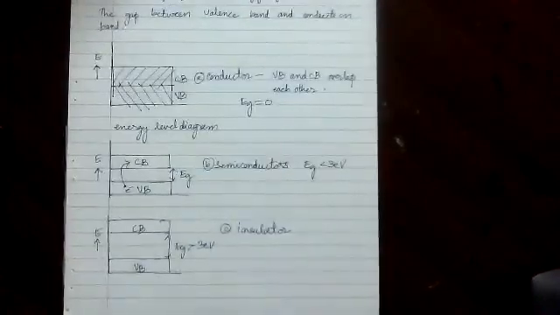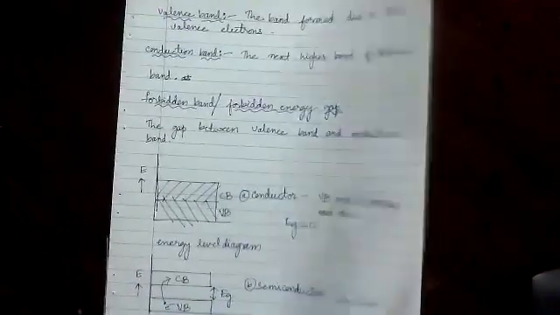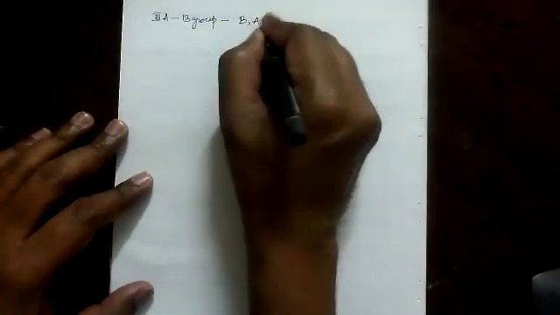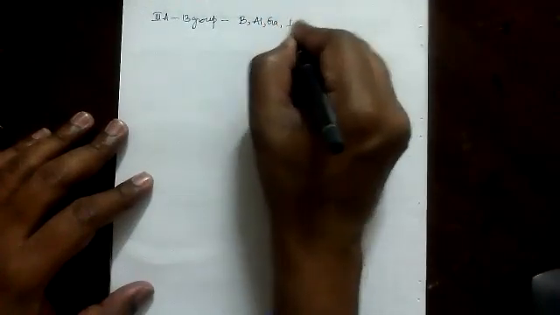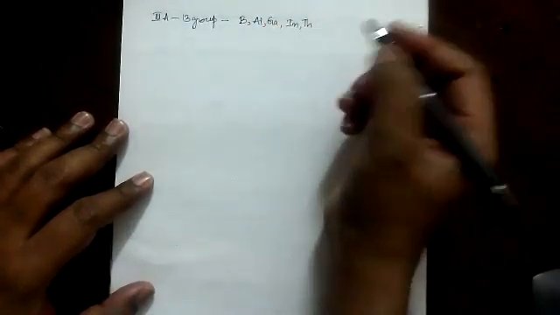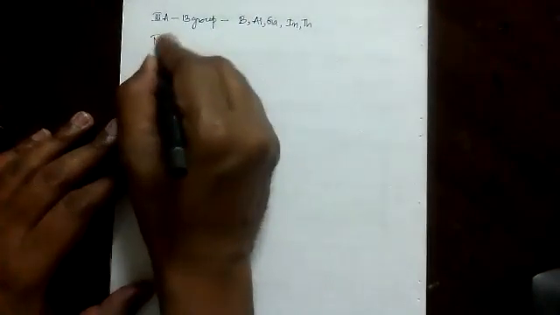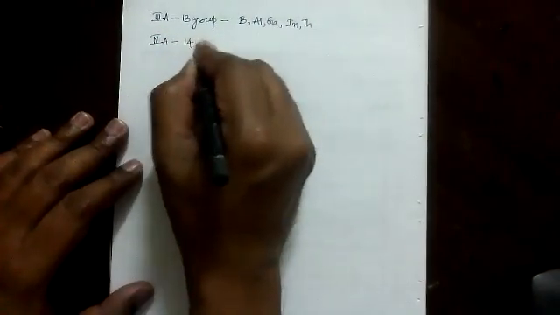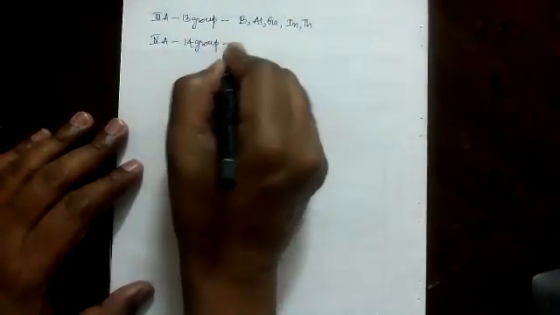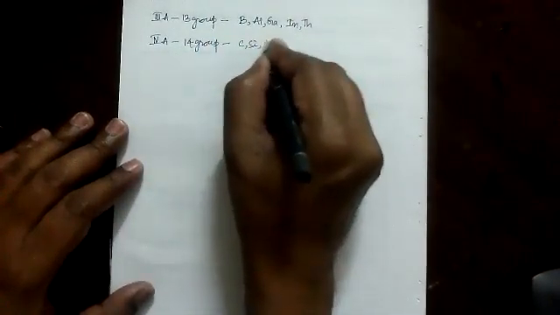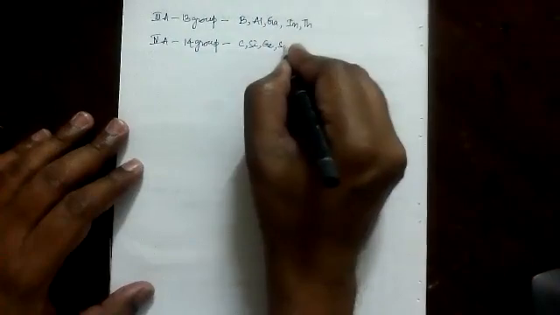Anyways, now I'm going to the third group, fourth group, and fifth group semiconductors. We have 3A group elements or 13th group elements. What are 3A group elements? Boron, aluminium, gallium, indium, and thallium. Thallium is a radioactive substance. Next, the fourth group, also known as the 14th group: carbon, silicon, germanium, tin, and lead, Pb.